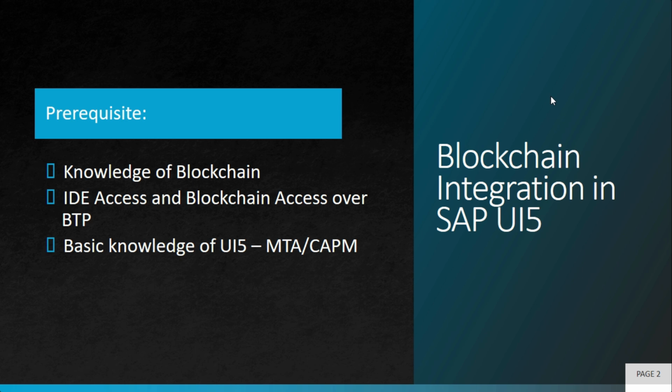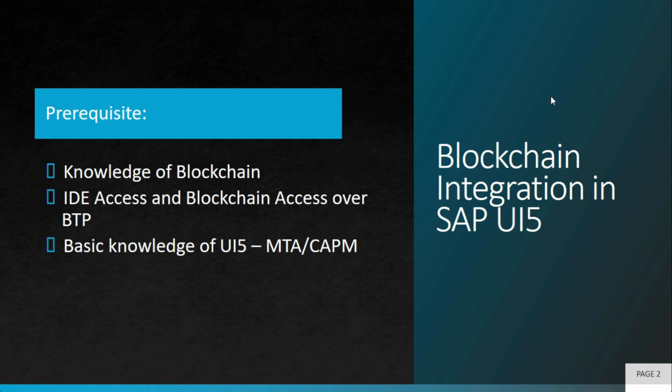Then you need to have IDE access and BTP access, right? And both should be connected to each other. So you can use Web IDE or you can use Business Application Studio, and those particular IDEs should be connected to the BTP platform. And also you need to have blockchain access over BTP. So you need to have the multi-chain access or some other platform access, and you have to create your own keys via them. So these are paid services, so you need to buy them, and then only you can start integrating them. And the last thing is that you need to have knowledge of UI5 in the form of MTA or CAPM.